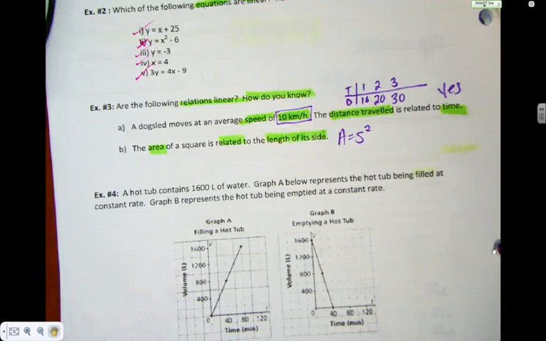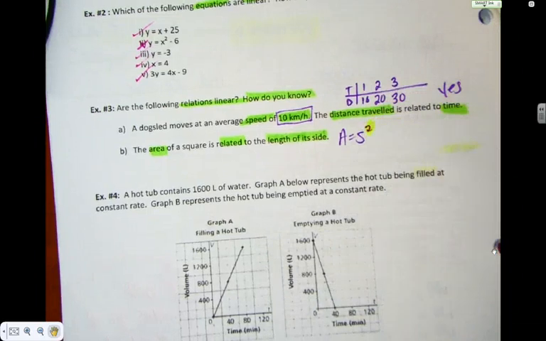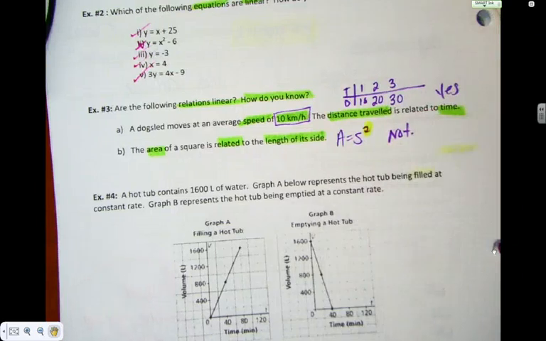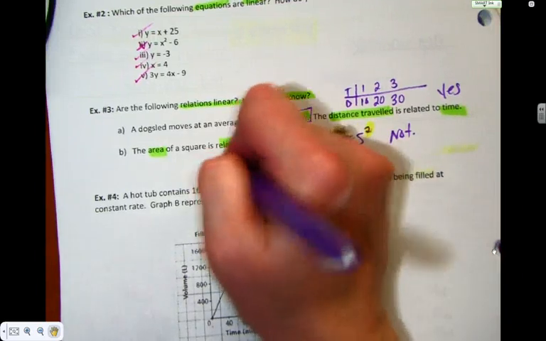We'll take a look at the equation. What do you see? Oh, there's an exponent. Is it greater than 1? What does that mean? Not linear. So if your brain works with formulas, great. If you need to do a table of values, we could have done a table of values. Let's see how that would have looked.